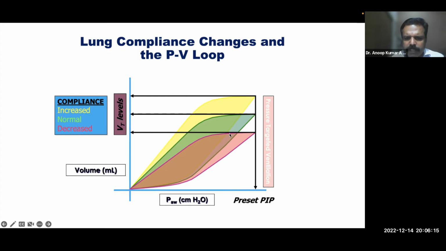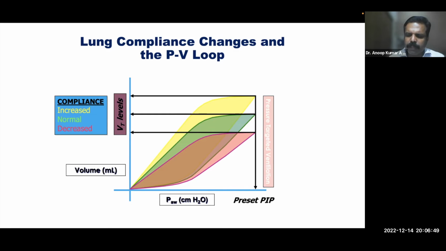If the compliance is decreasing, the loop is shifted down, but again your pressure is constant, and the tidal volume will be reducing. So the PV loop, even in compliance change, can show two types of changes, one in pressure control ventilation and one in volume control ventilation. The aim of increasing the PEEP is improving the compliance. That will definitely improve the oxygenation also. So you look at the SpO2 and look at the compliance, then decide whether to increase the PEEP or not.